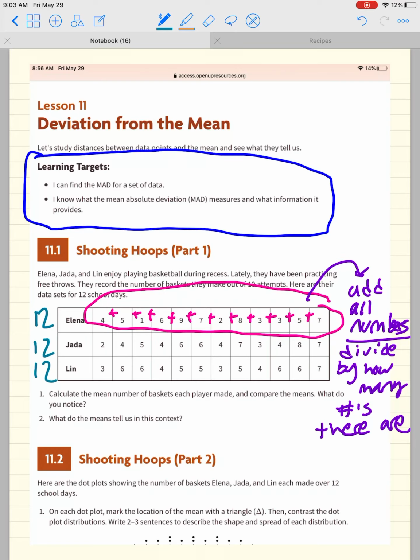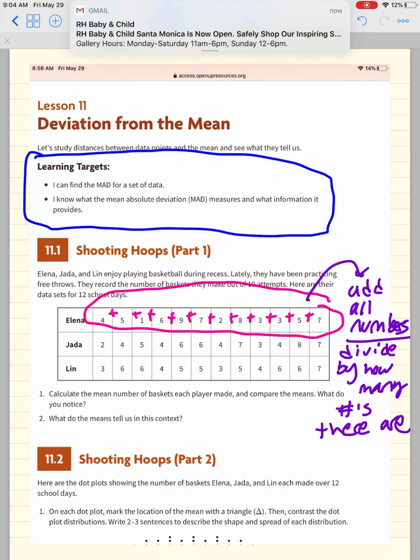Wait, hold on one second. I'm sorry, your 12 was not your mean. 12 is the number of how many numbers there are for each. It's not your final answer. So I'm sorry, I missed a complete step. Once you added all your numbers together and you divide them all by 12, you're going to get means of 5 for each one. Sorry, that was my mistake. It's kind of early in the morning for me right now.